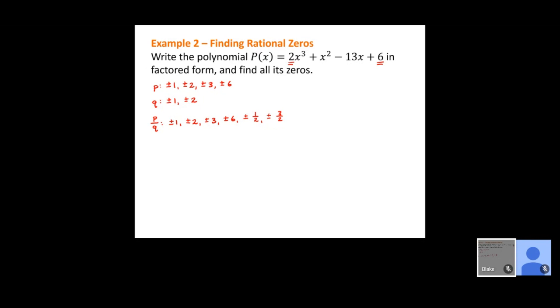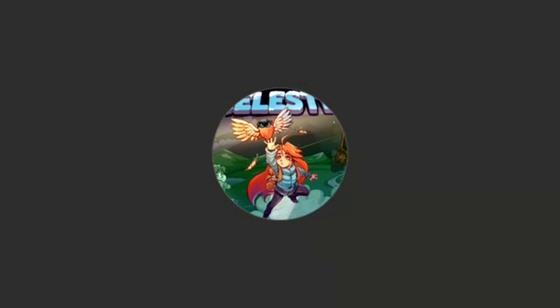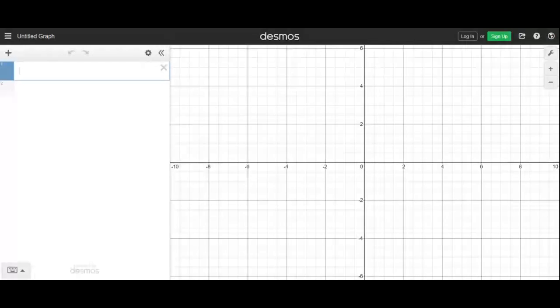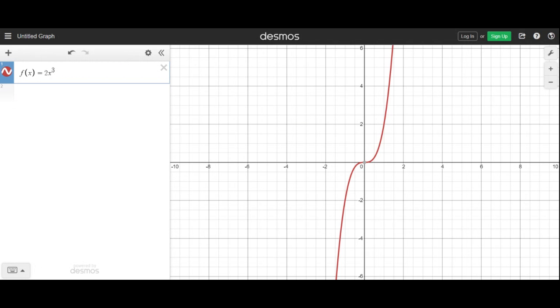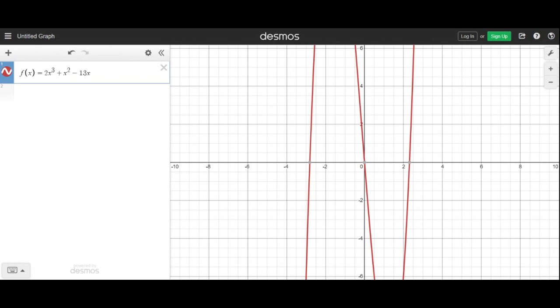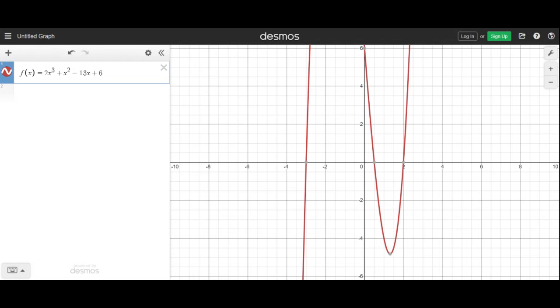So what I'm going to do now is I'm actually going to graph this polynomial, see where the zeros might be just based off the graph, and that'll give me an idea of which ones of these I might actually want to test. Okay, so I'm going to switch over to Desmos. All right, and so I'm going to put in this polynomial. So we've got y equals 2x cubed plus x squared minus 13x plus 6.